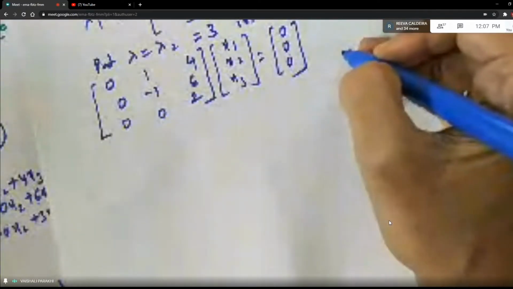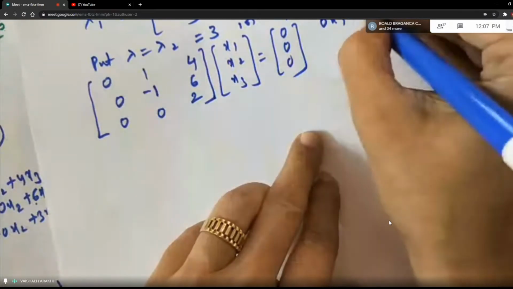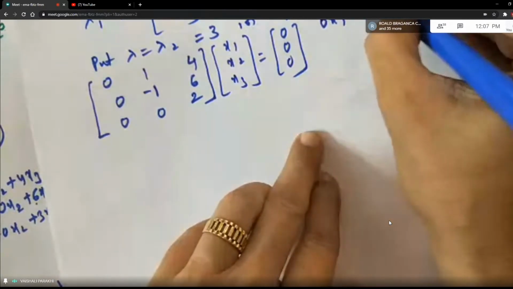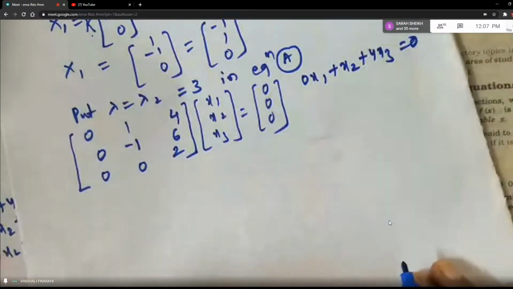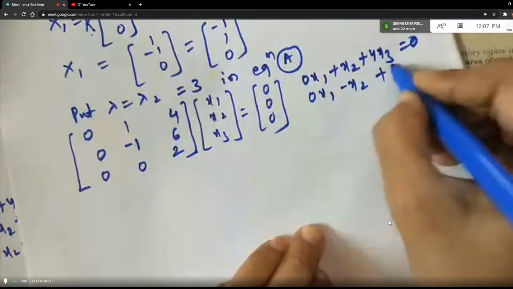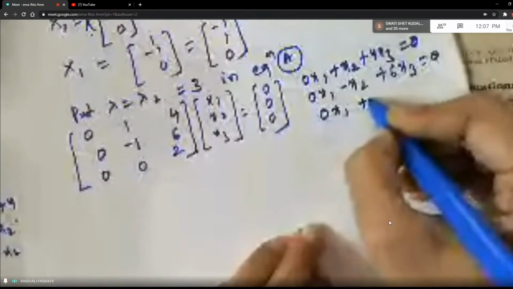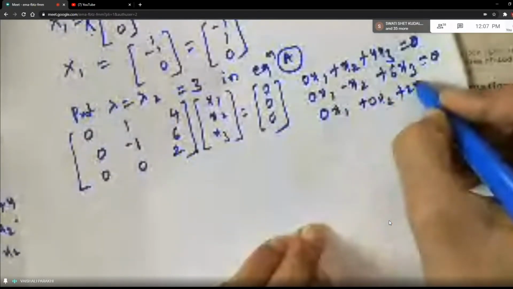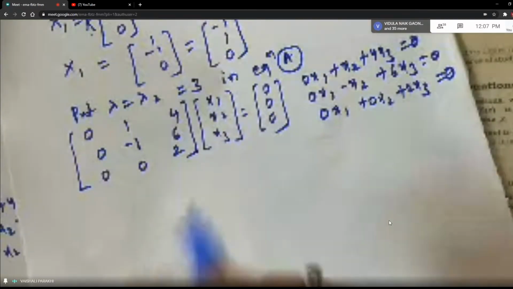Now again, go for your 3 equations. What will be the equations, students? Now see, 0x1 plus 1x2 plus 4x3 is equal to 0, right? Then 0x1 minus x2 plus 6x3 is equal to 0. And 0x1 plus 0x2 plus 2x3 is equal to 0. A set of three equations, row into column.